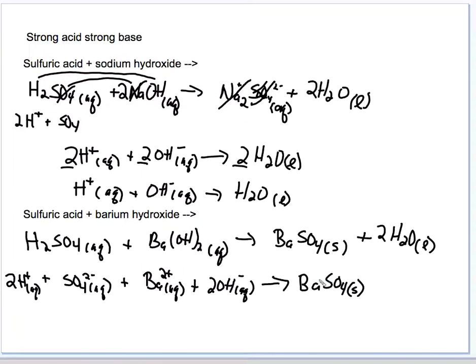That's why we couldn't cross off the barium and the sulfate. Plus 2 molecules of water, or 2 moles of water, however you want to look at it. So anyway, make sure the equation balances. 4 hydrogens here, 4 hydrogens on that side, 2 oxygens there, 2 there, 1 sulfate there, 1 sulfate there, 1 barium there. Now, the charge should also balance.